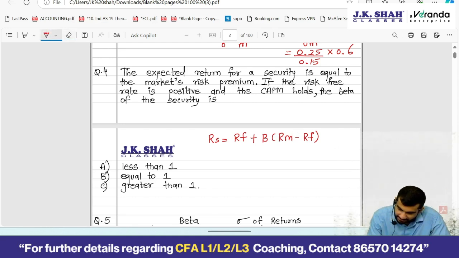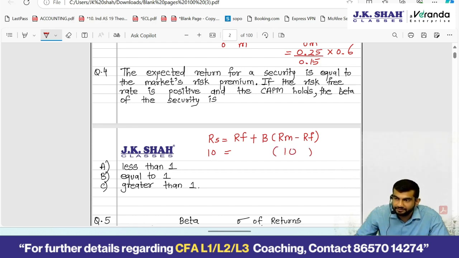Now what are they saying? The expected return for a security is equal to the market's risk premium. Let me assume some simple numbers. Expected return of a security 10. So it's equal to market risk premium, so it is equal to RM minus RF. And risk free rate is positive. Let me assume a risk free rate of 3%. Now we have to solve for beta. Don't need to actually even solve it. The beta naturally has to be less than 1. So option A. Fine. Okay.